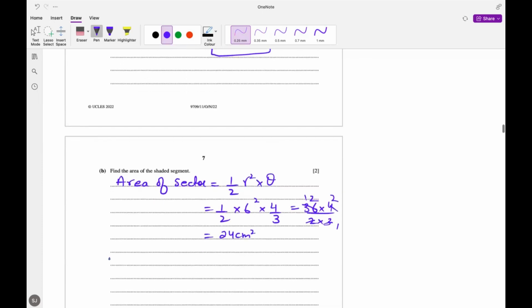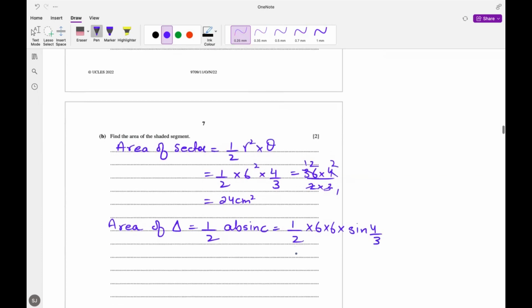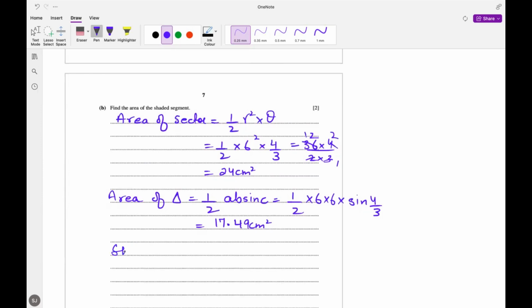Now the area of the triangle, we can use the formula half ab sine C. As both the lengths are equal, this will become half into 6 into 6 into sine of the angle between them, which is 4 upon 3. Substituting this value in the calculator, the area of the triangle will be 17.49 centimeters squared. And finally, the area of the shaded region will be equals to 24 minus 17.49.